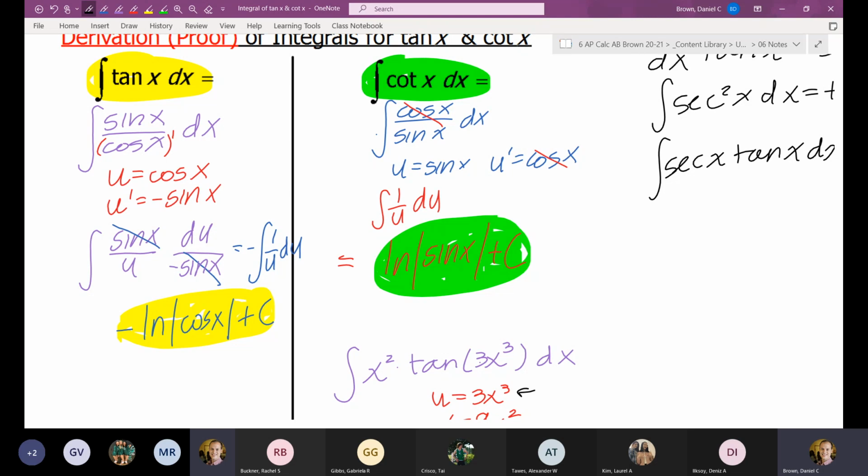Same thing for cotangent. Cotangent is cosine over sine, and I just remember that to remind me which one goes inside the natural log for integrating cotangent. So those are two more integration rules that we have.